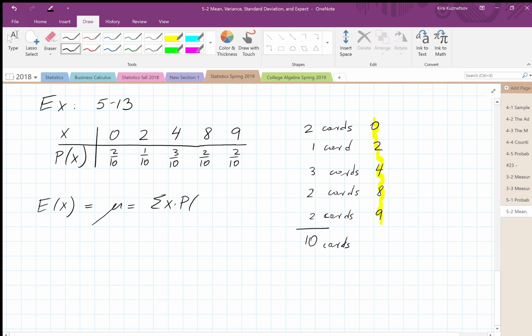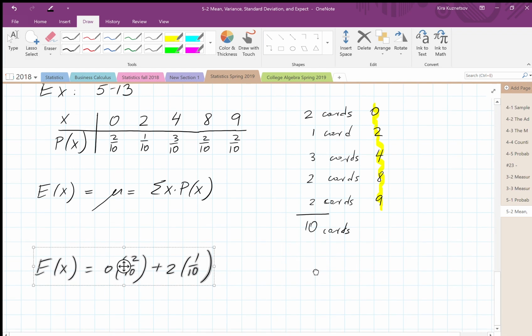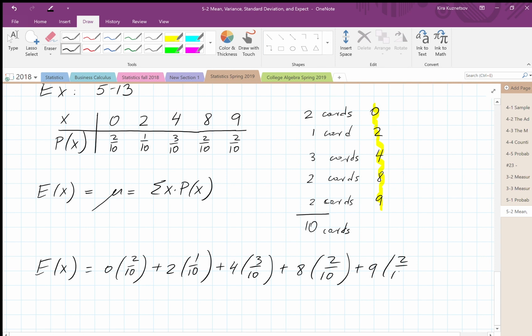And in order for me to find the expected value, all I'm really doing is adding up all of the x's times its probability. So the expectation of this particular game is 0 times 2 over 10 plus 2 times 1 over 10. I'm running out of space on this one. Let me move this a little bit. Plus 4 times 3 over 10 plus 8 times 2 over 10 plus 9 times 2 over 10. You put this very carefully into your calculator, you will get 4.8.